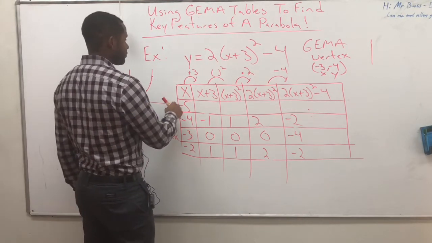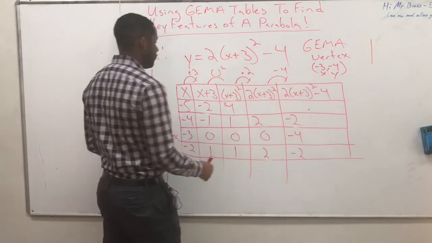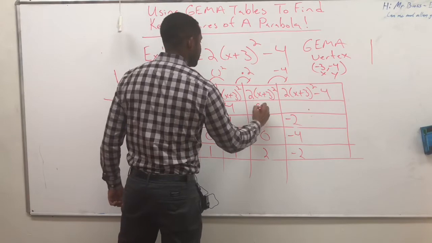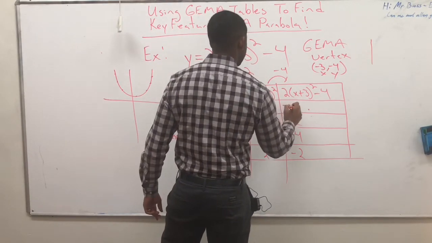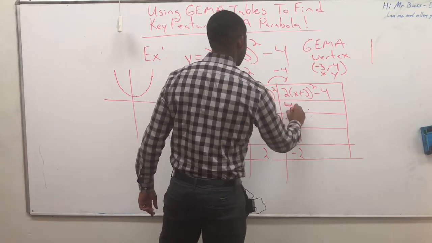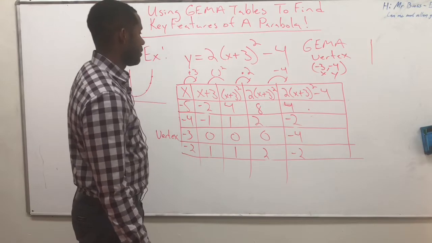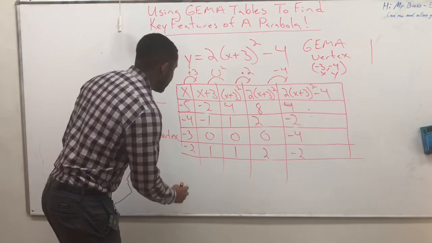Negative 5. Negative 5 plus 3 is negative 2. Negative 2 squared is 4. 4 times 2 is 8. 8 minus 4, excuse me, is 4. Let us see what happens on this side.